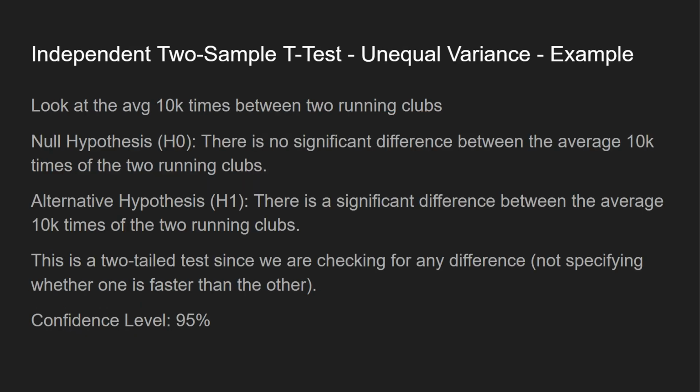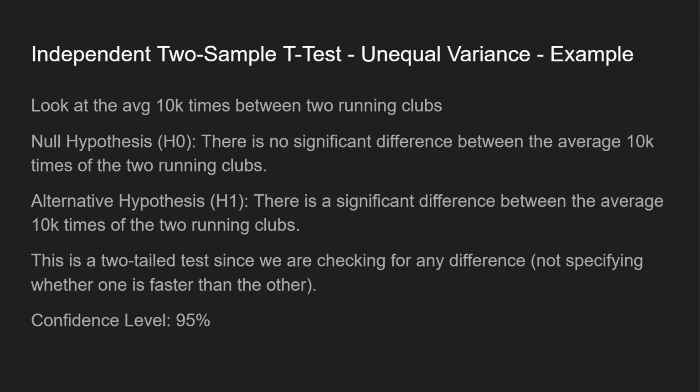All right, let's take a look at this example over here. On the one with equal variance, again, very similar. I changed up the numbers a little bit in this video so that they would have unequal variance. So here we go. We're looking at the 10K time between two running groups. The null hypothesis: there's no significant difference between the average 10K time of the two running groups. Alternative: there is a significant difference between the average 10K times of the two running groups or clubs.